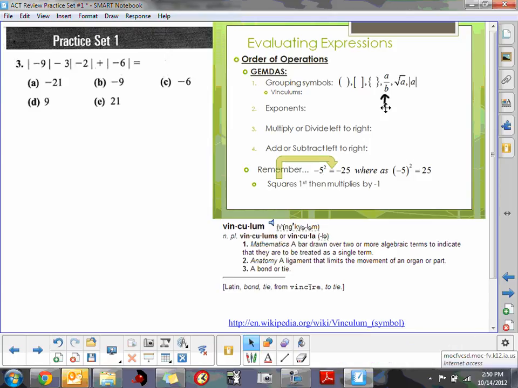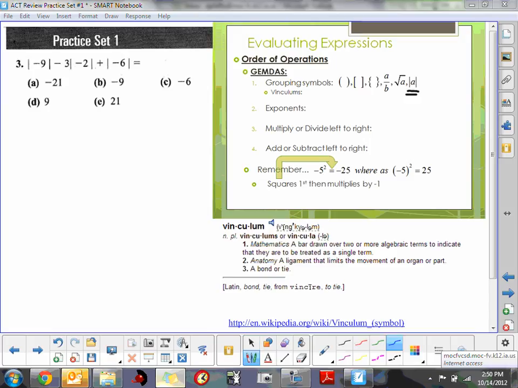We've got the square root of a. The square root symbol is a grouping symbol. And the final one that I listed here is the absolute value, which we see in our problem. So I wrote out that order of operations for you in case you wanted to refresh your memory on those.